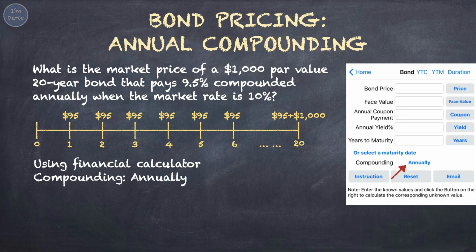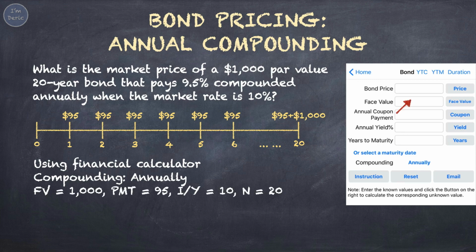By using Financial Calculator, first, you need to set the compounding to annually. It means when you invest in this bond, you will receive the coupon interest payment once a year. Now, key in the face value or par value, FV, $1,000. Annual coupon payment, PMT, taking 9.5% times $1,000 face value, equals to 95.